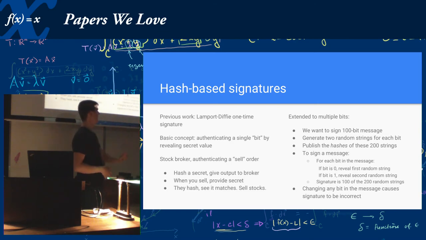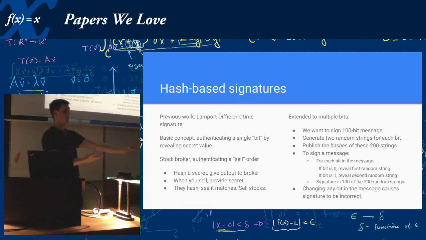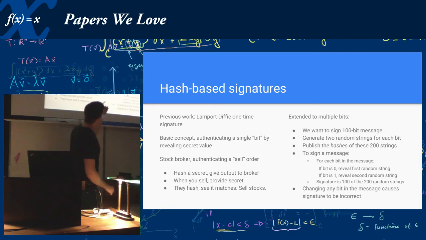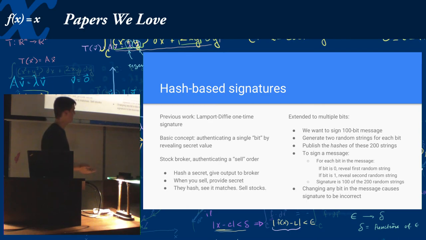That's your public key. And so when people have that public key, when you sign a message, they can use that to verify your signature. Now this is a one-time scheme, which means you can only sign one message and then you have to start over with a new public key, which is bad, but Merkle improves upon it. The general algorithm is you have these 200 strings. Each two of them corresponds to a zero or a one bit in the message. So when you have a 100-bit message, you reveal the secret string for the zero if the bit is zero. If it's a one, you reveal the one that corresponds to the one bit.